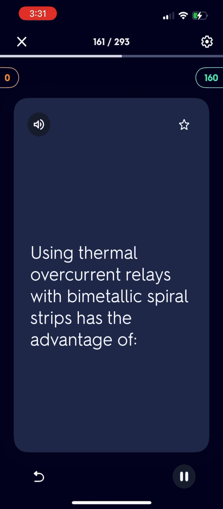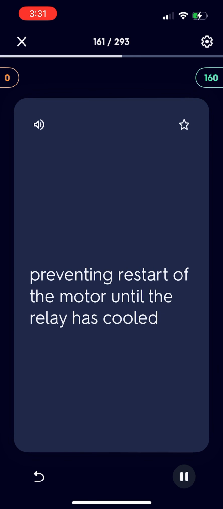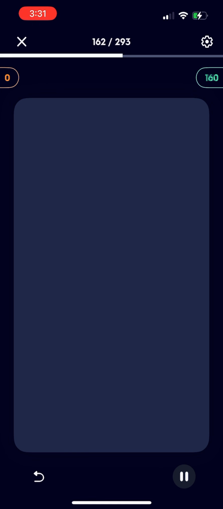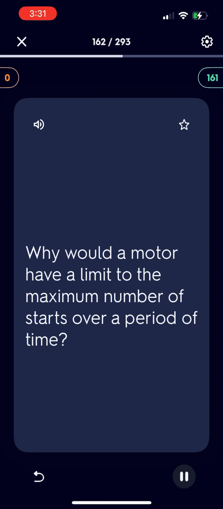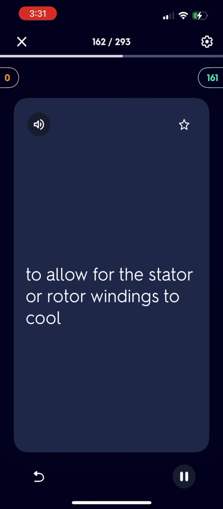Using thermal overcurrent relays with bimetallic spiral strips has the advantage of preventing restart of the motor until the relay has cooled. Why would a motor have a limit to the maximum number of starts over a period of time? To allow for the stator or rotor windings to cool.